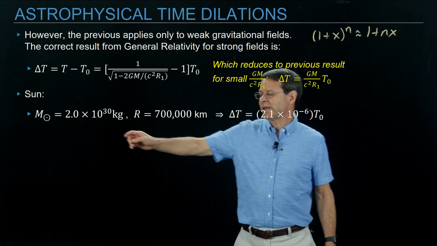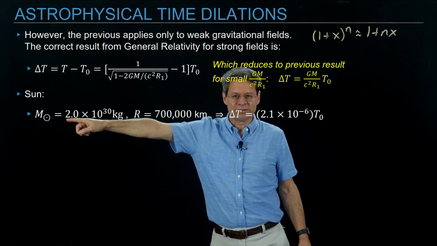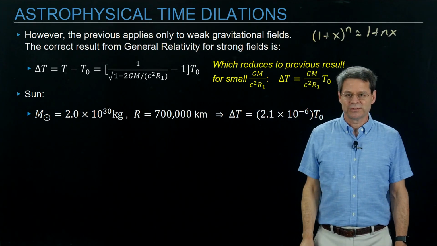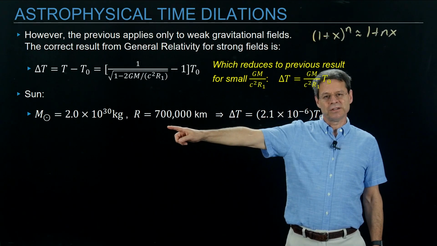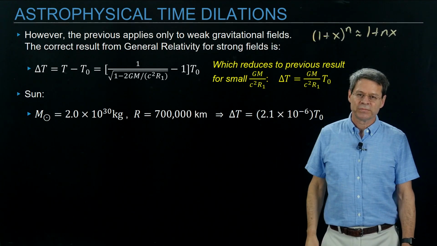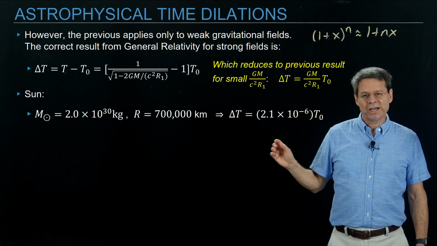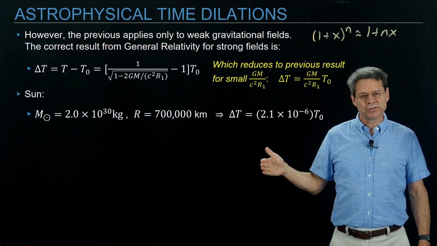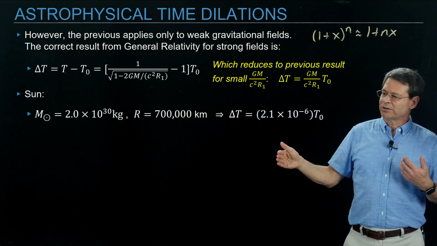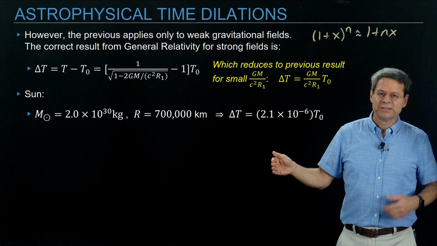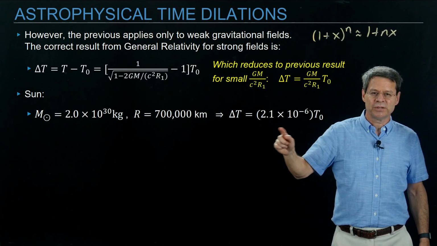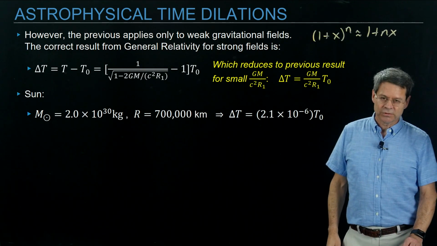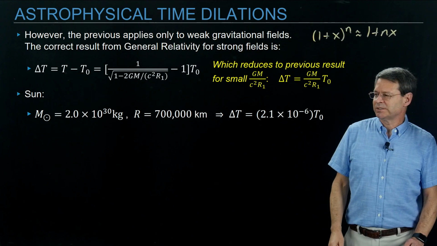The sun's mass, so abbreviate here m with a little sun symbol, circle with a dot in it. The mass is 2 times 10 to the 30 kilograms, so it's enormous. The radius of our sun is 700,000 kilometers as well. And despite that huge mass and this radius, the time dilation effect between the surface of the sun and, say, us on Earth, approximately infinitely far away, the change in time dilation is just 2 times 10 to the minus 6, the fractional change, delta t over t naught. So it's not a very big effect. It's 2 millionths of t naught, the difference.